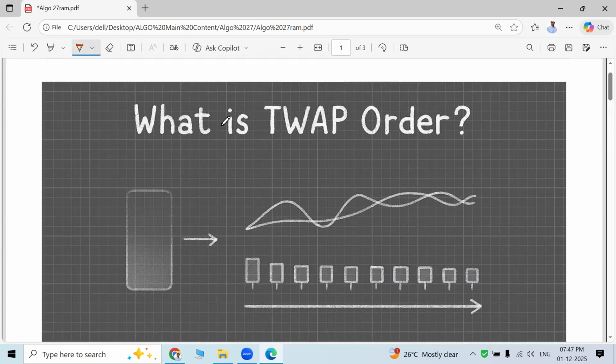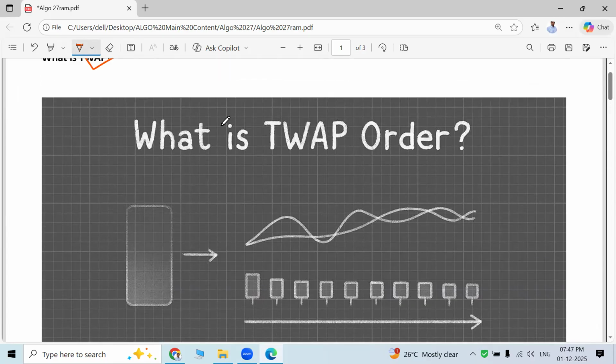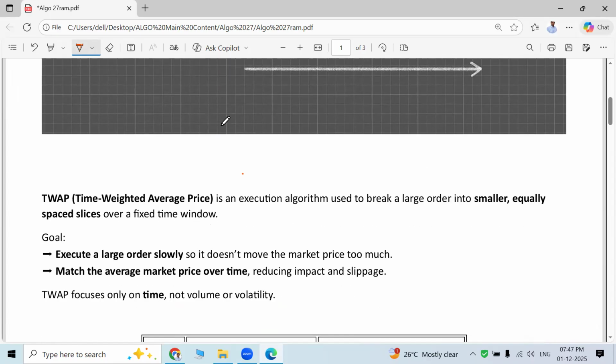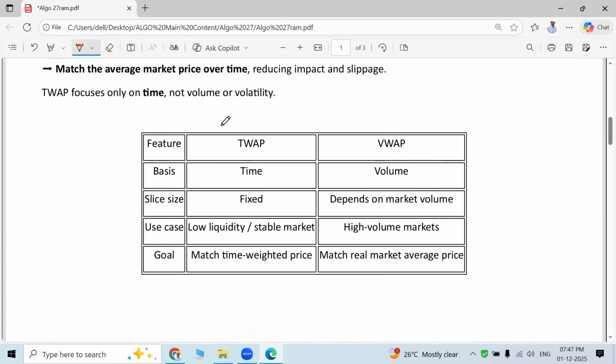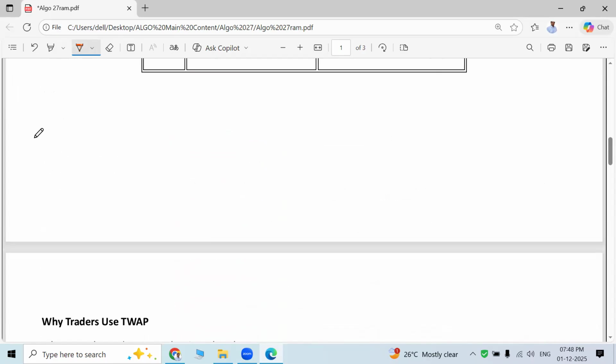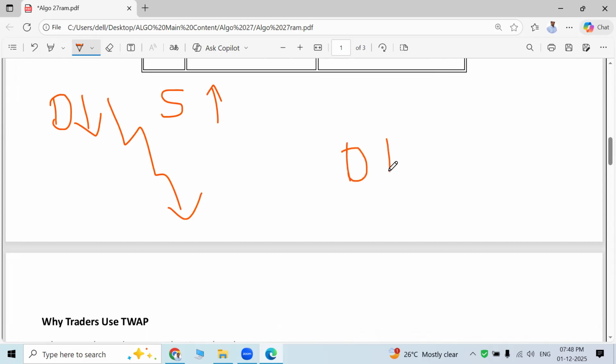So TWAP is used by many fund houses as they don't want to show that they are basically taking a position in a particular stock. What happens when they take a certain position in the stock? The price in the market is decided by demand and supply. If demand is low and supply is high, then the prices go down. If the demand is high and supply is low, the prices go up.